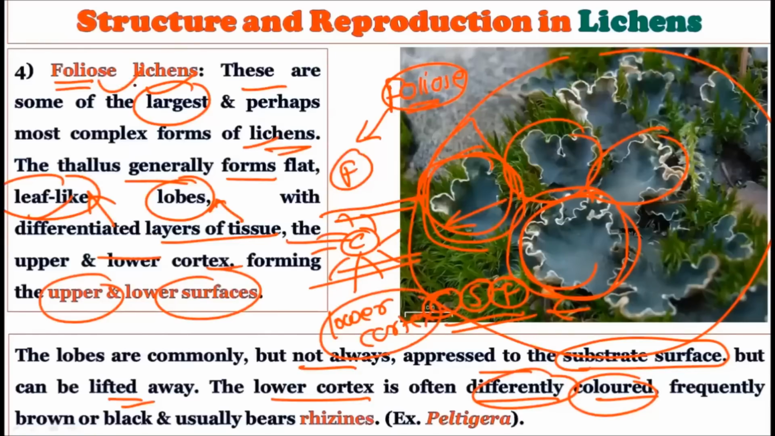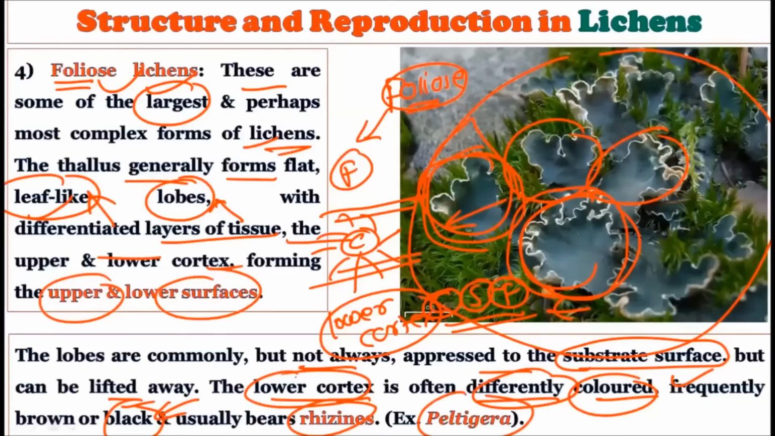That means the complete advancement occurs in these Foliose lichens when we compare them to the Crustose lichen, Squamulose lichen, and the Fruticose lichen. So right from the beginning, from the Crustose lichen, we are studying how they are evolving from the evolutionary point of view, how new structures are being added to these lichens. They show complete differentiation of the upper cortex and lower cortex, and the lower cortex is frequently brown or black. They usually bear rhizines, which are present in order to attach to the substratum.